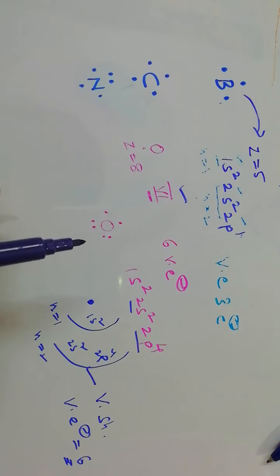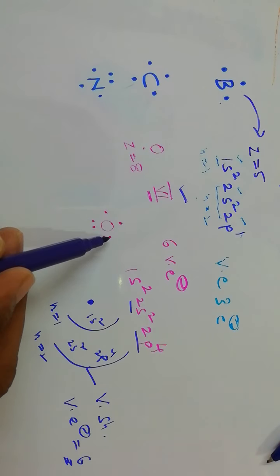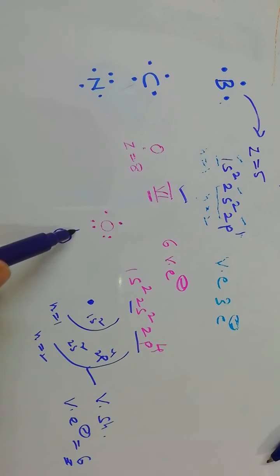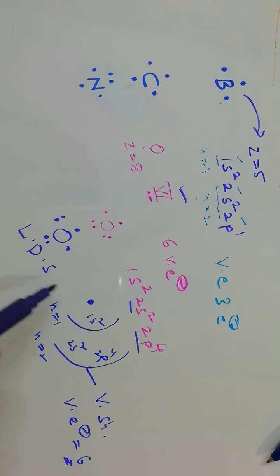First you can write on the four sides like this: 1, 2, 3, 4, and how many are there? 6 actually. So you can write the other two electrons on either of these sides, then 6. This is what is called the Lewis dot structure or symbol.